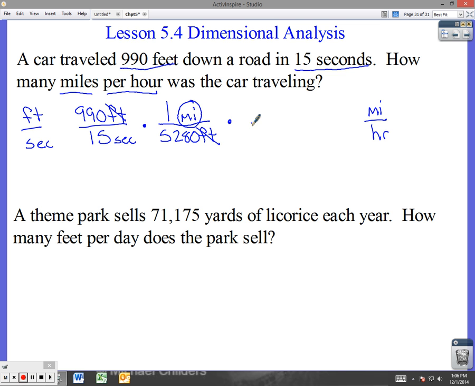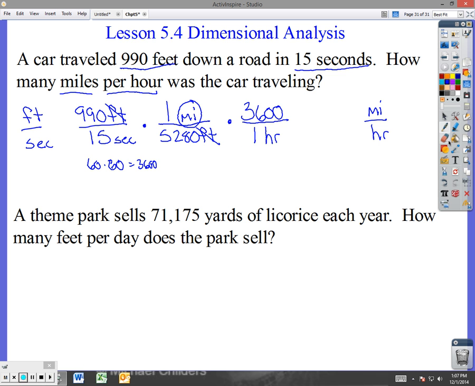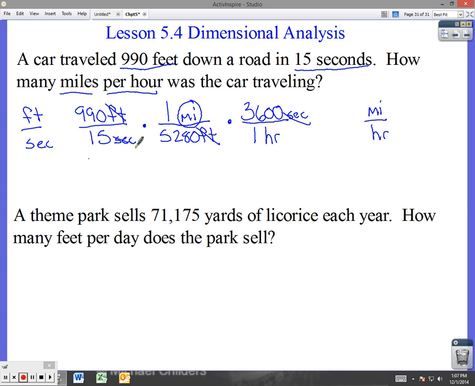Now let's get rid of seconds. I want to convert seconds into hours, so now I need to figure out how many seconds there are in 1 hour. Well, I know there's 60 seconds in a minute. There's 60 minutes in an hour. So if I go 60 times 60, that'll give me 3,600 seconds in 1 hour. Now I have everything that I need converted. So I'm going to write the seconds here to show you that the seconds will cancel out.